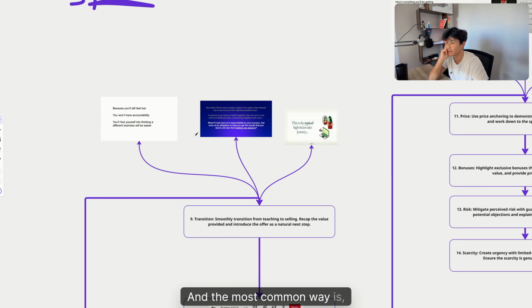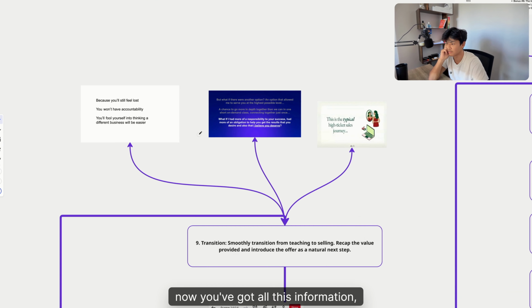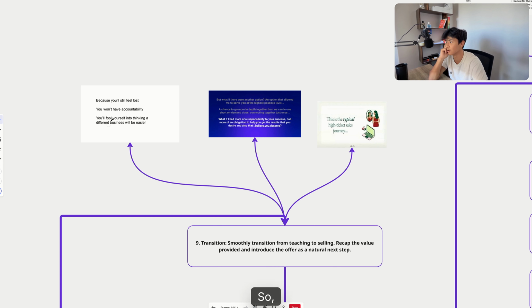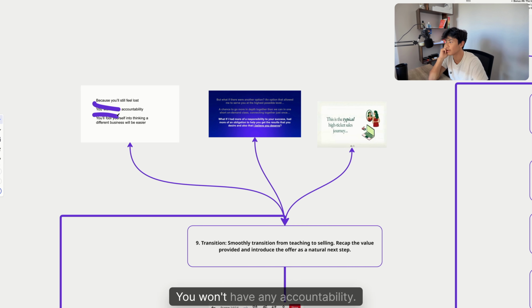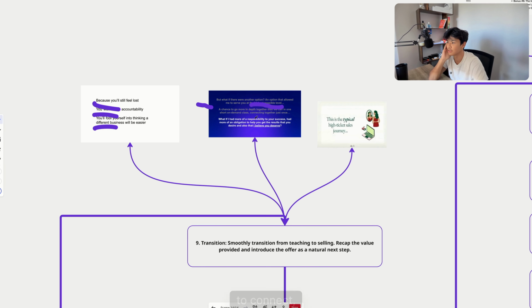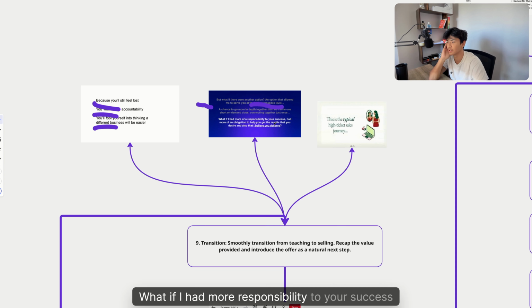And the most common way is, now you've got all this information, but there's all these other problems that you might face. So you'll still feel lost, you won't have any accountability, you'll fool yourself into thinking a different model will be easier. So shiny object syndrome. What if there was another option? What if there was an option where I could serve you at my highest possible level? A chance to go more in depth, to connect together, not just once, what if I had more responsibility to your success and had more obligation to help you actually get to results?